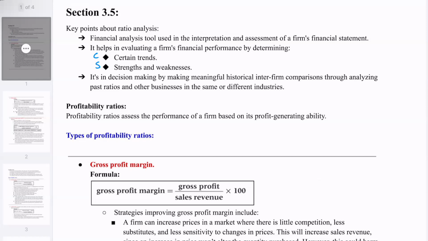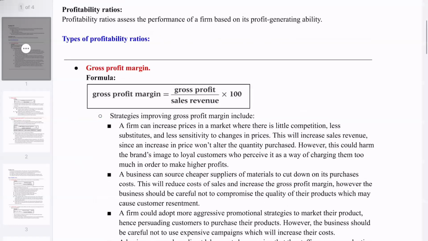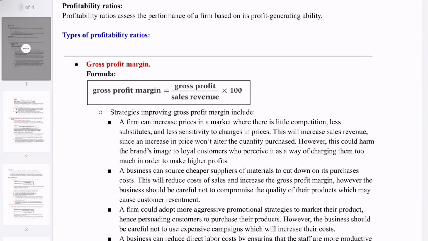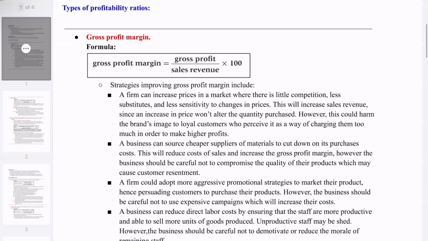The first type of ratios we have are profitability ratios. Profitability ratios assess the performance of a firm based on its profit generating ability, basically how much profit it generates. The first type of profitability ratio is gross profit margin. First and foremost, we have to know how to calculate it: gross profit divided by sales revenue times 100.